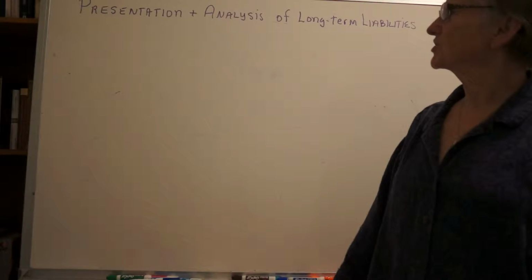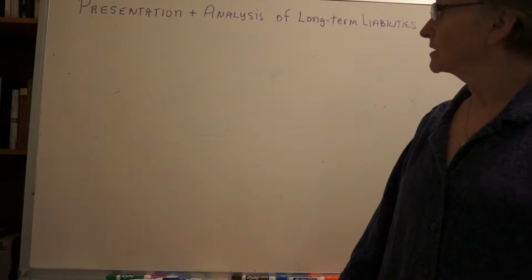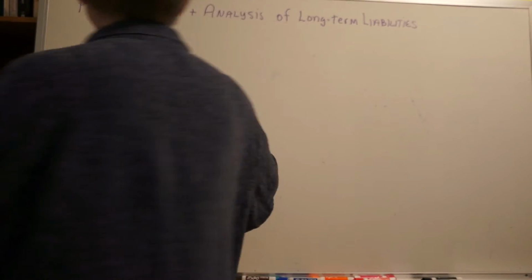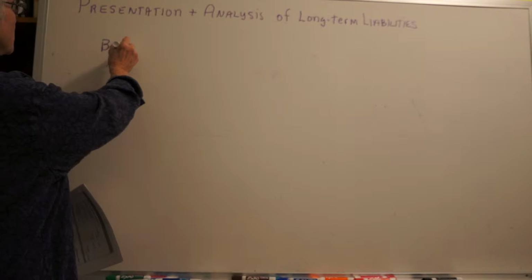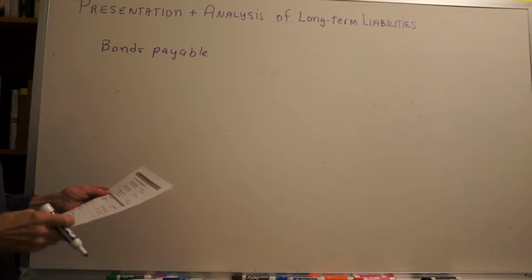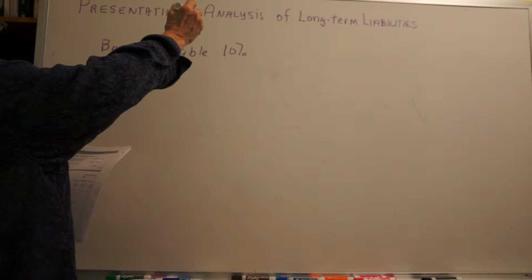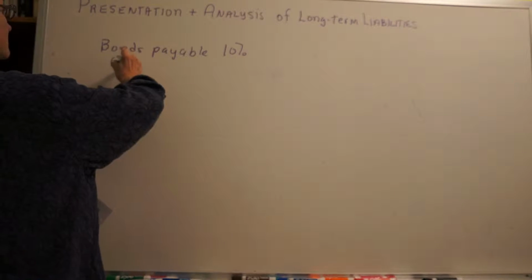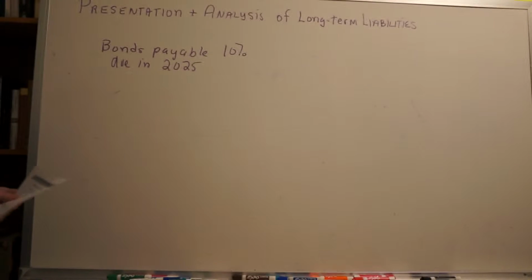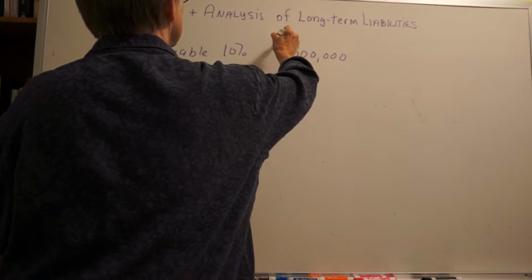This is the presentation and analysis of your long-term liabilities, and we're looking at the long-term liabilities section of the balance sheet. If your bonds payable were issued at face value, they would simply be on the books as bonds payable, and that would be the end of the story. You would say that they were 10% bonds, and if they were due in 2025, you'd communicate that. Say we had $1 million bonds, that would be your long-term liability.